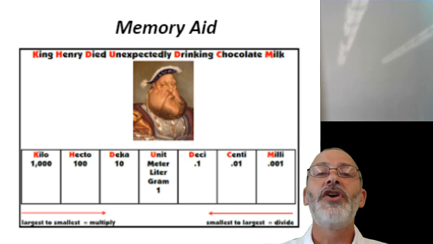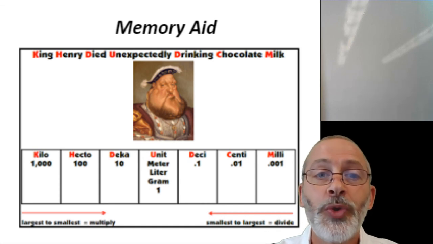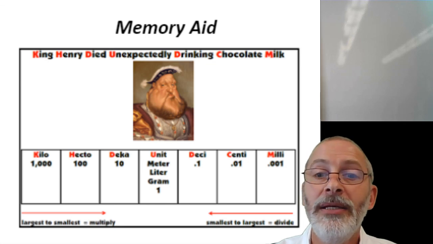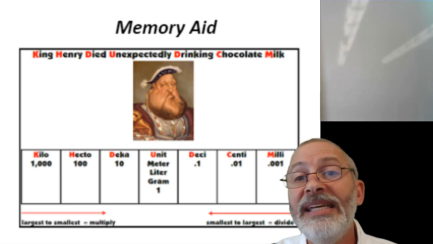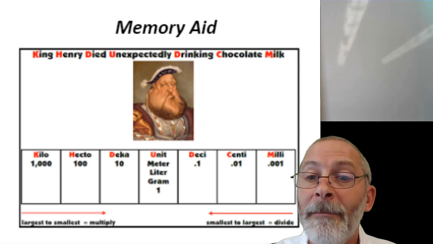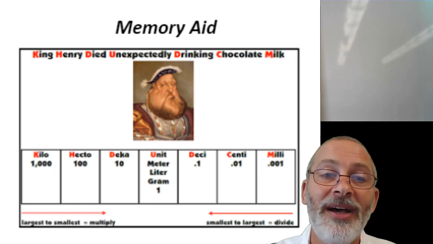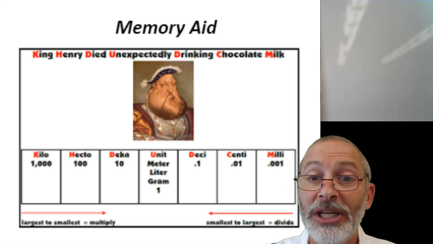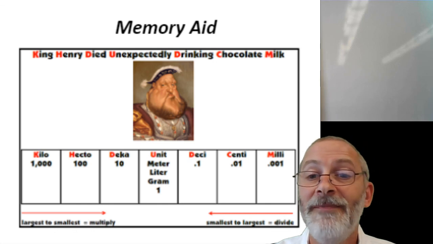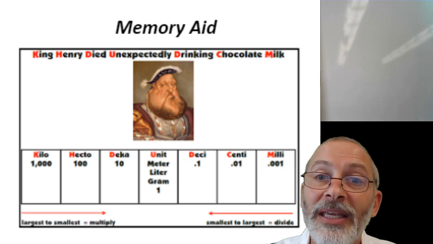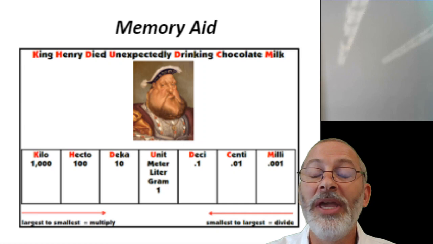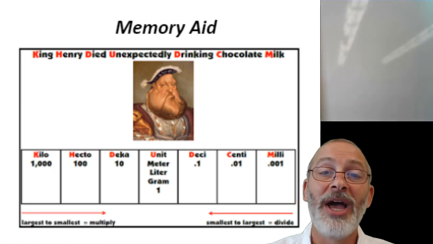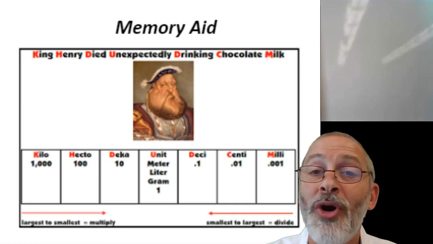But look at the first letter of each word. K, H, D, U, D, C, M. Now look on the bottom of that scale. Kilo, hecto, deca. The unit, meter, liter, or gram, deci, centi, and milli. Do you see how they go in order from left to right, from largest to smallest?